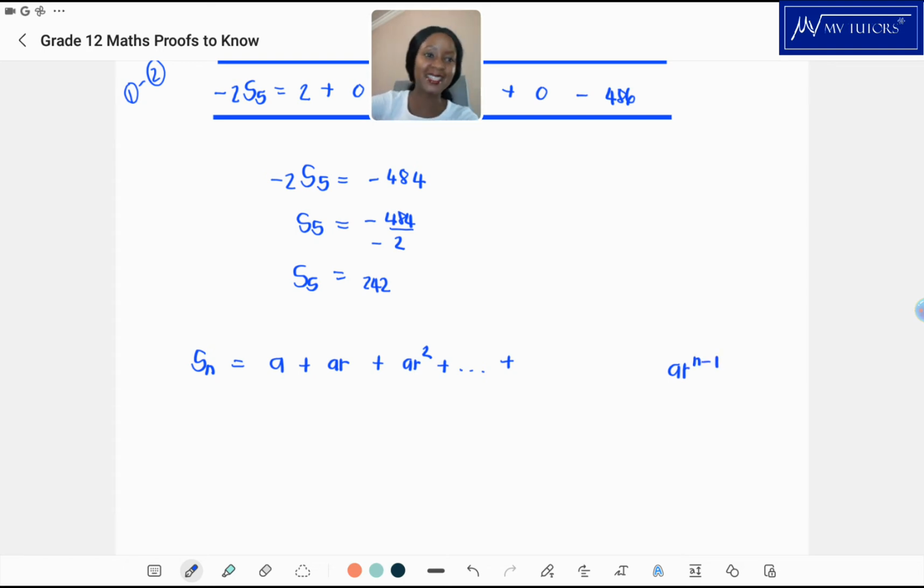I hope you get that. And then if we're moving to the left, it's going to be ar^(n-2). And that would be the first row.